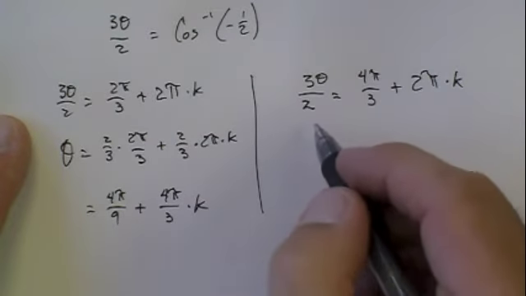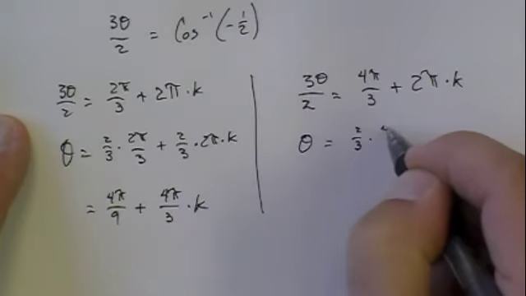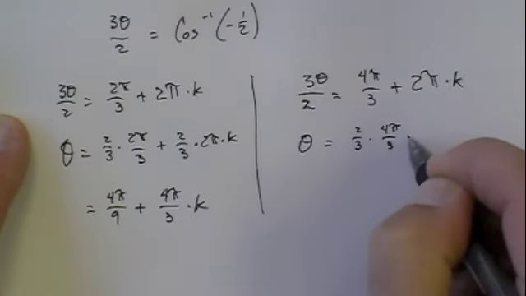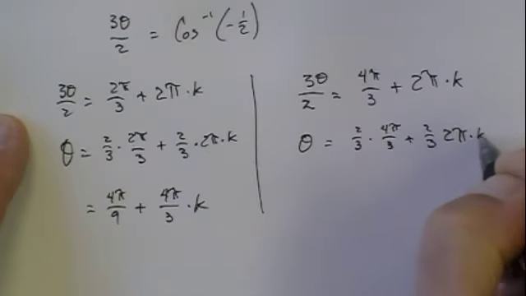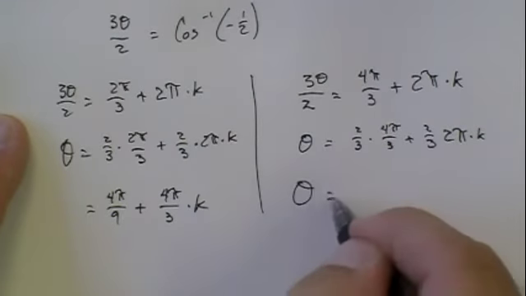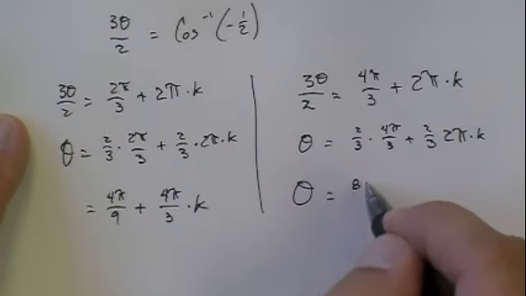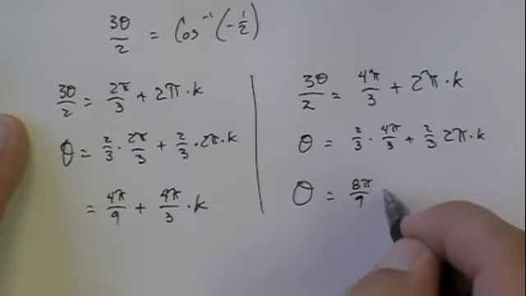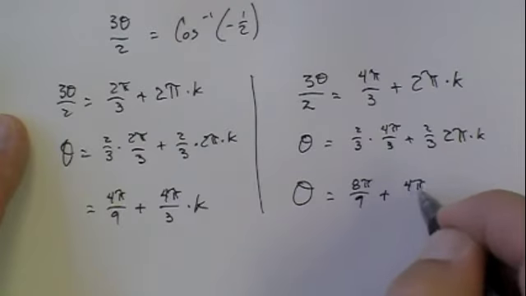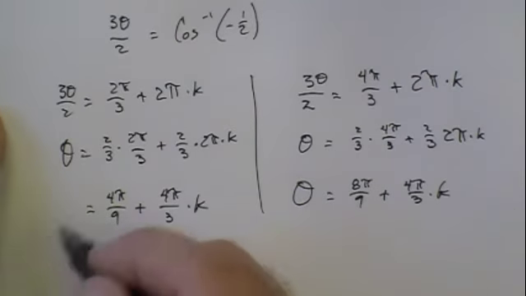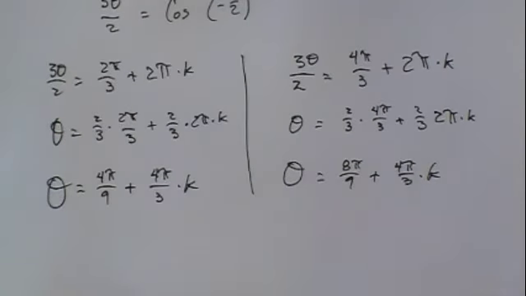And on this side, we multiply by 2/3. Now we're going to have 8 pi over 9 plus 4 pi over 3 times k. So those would give us all of our possible solutions for theta.